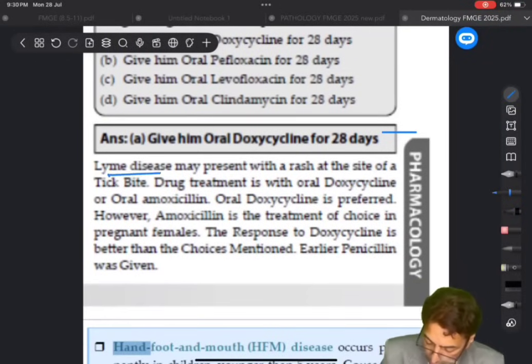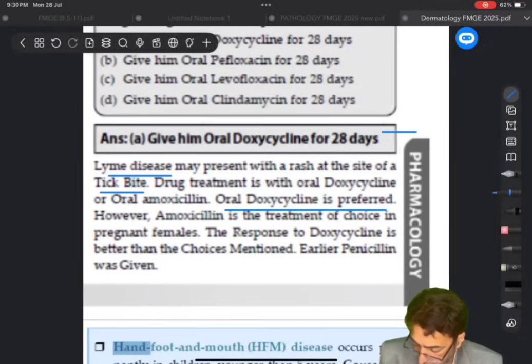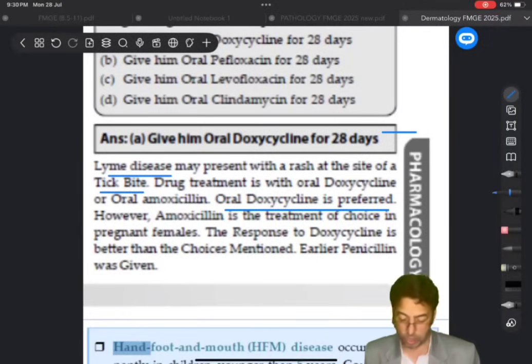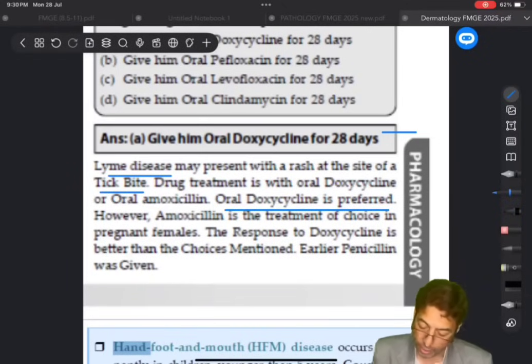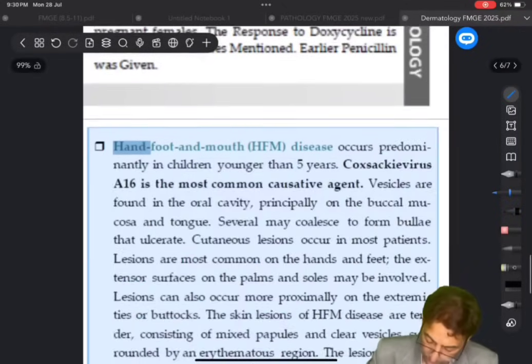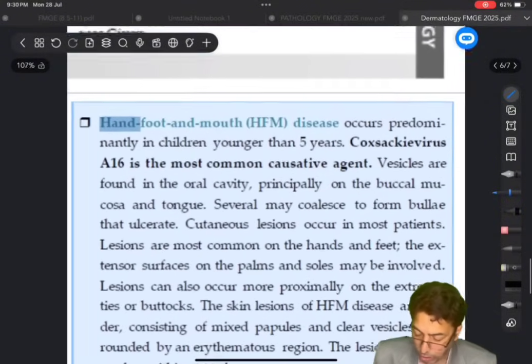You can see Lyme's disease, tick bite, oral doxycycline is preferred. So it is not the amoxicillin, it is the oral doxycycline, a question directly from the NEET PG QR and FMGE. As I mentioned, hand, foot, and mouth disease.